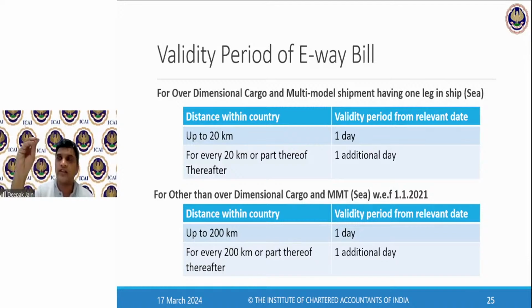Now take an example that I'm transporting through road and then through a railway and again through a road. Still, it will be 200 kilometers, not 20 kilometers, because it involves multimodal shipment, but it does not have any leg in the ship. So it is not traveling through a ship. So it will still continue to be 200 kilometers and not 20 kilometers.